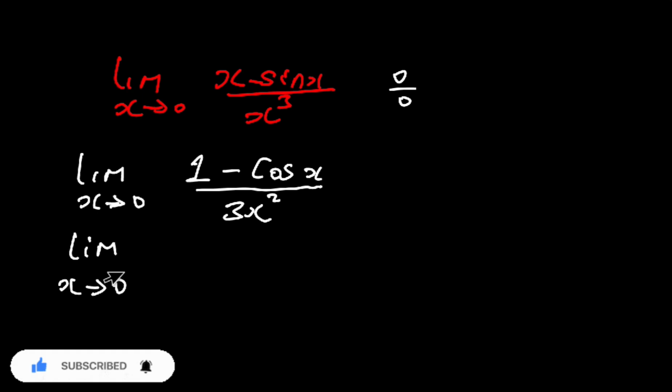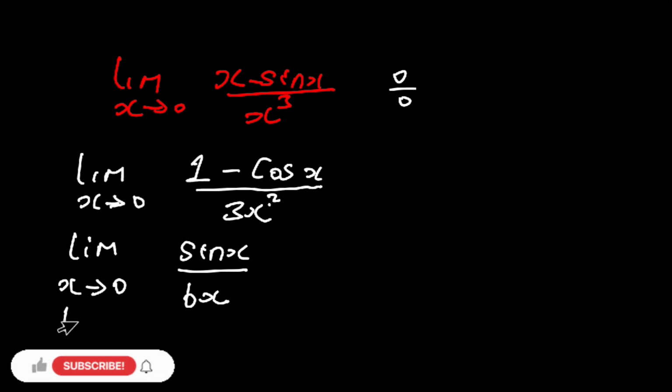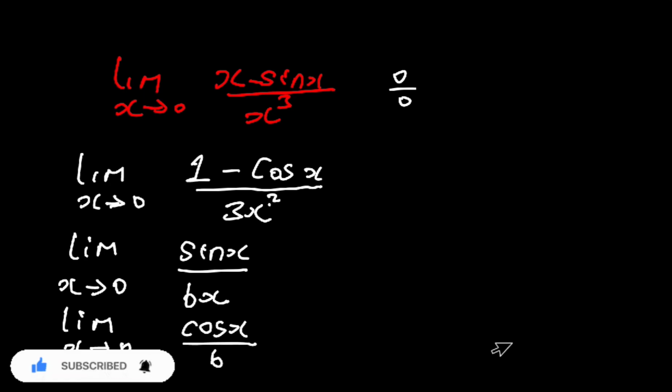If we differentiate 1, it will be 0. If we differentiate negative cosine x, we are going to get sine x. Then over, if we differentiate this, we are going to have 6x. Now, if we plug in 0 here, you still get 0 over 0. Alright, so let's differentiate again. We have limit as x tends to 0. If we differentiate sine x, you get cosine x. If we differentiate 6x, you get 6.